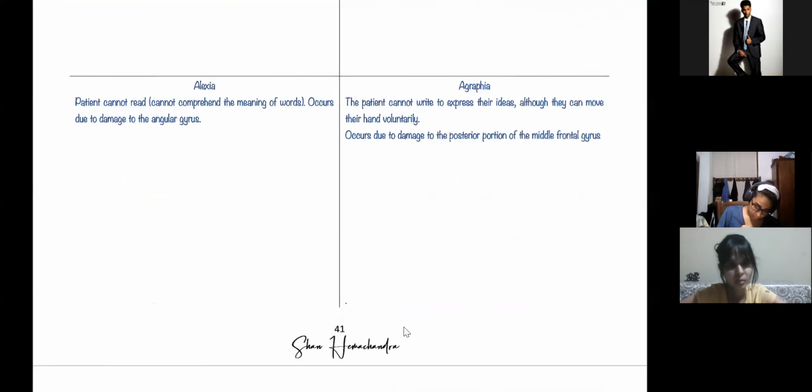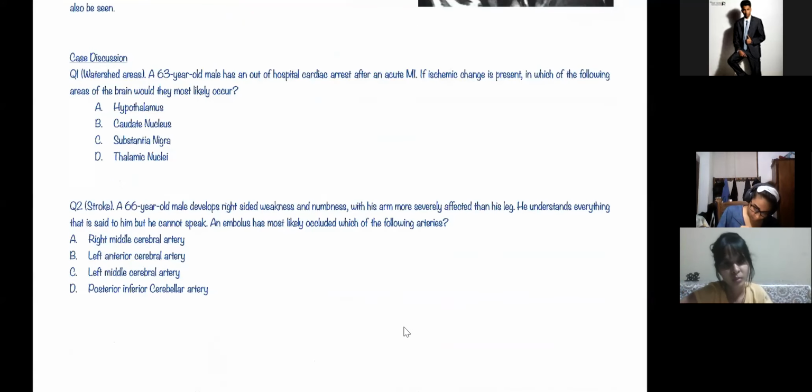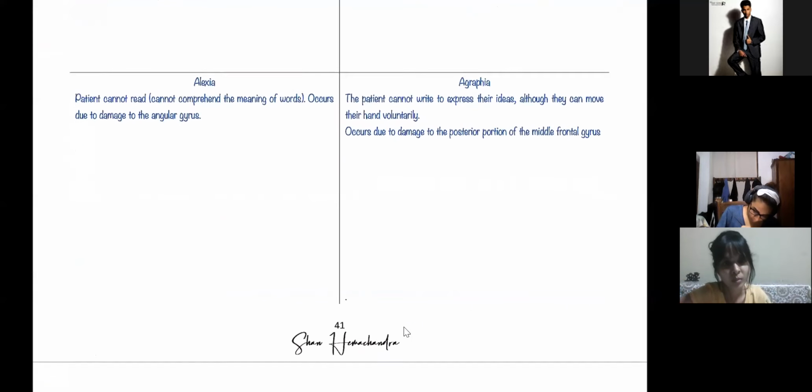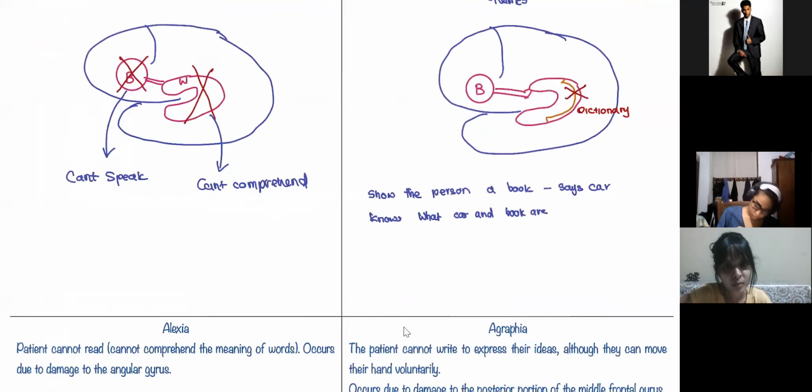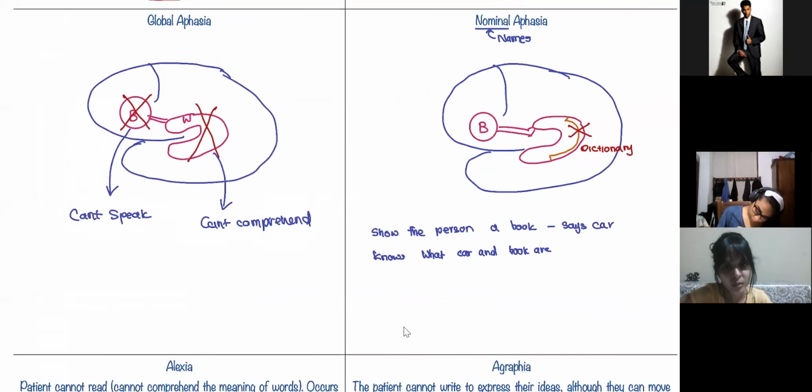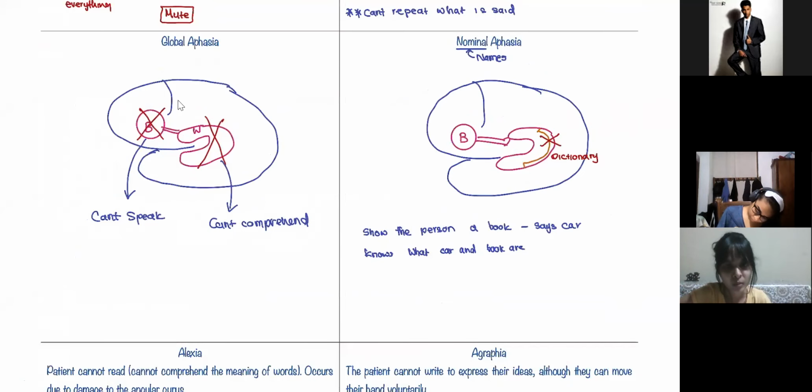That's actually a very good question, because while I was searching for questions, there was one question that people would have confused with aphasia. I'll send that case after this class. That's a very good question.